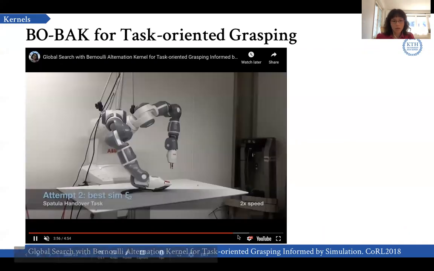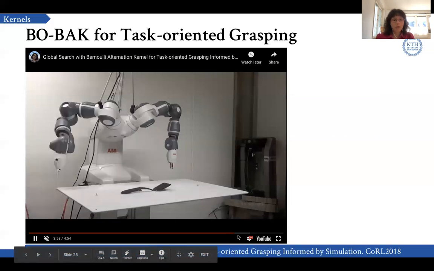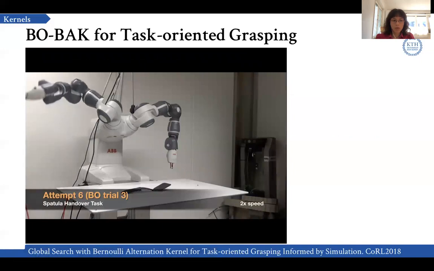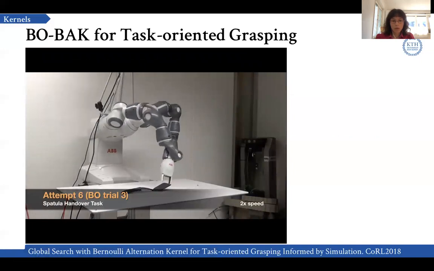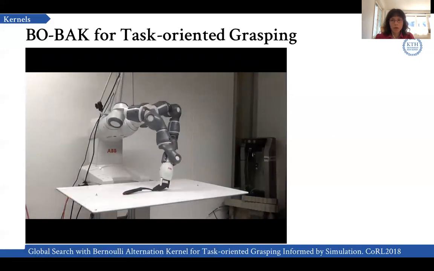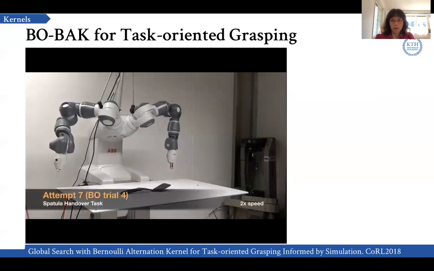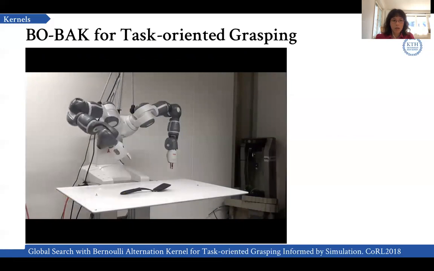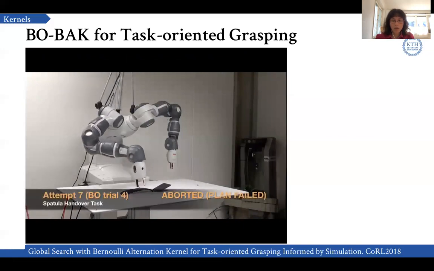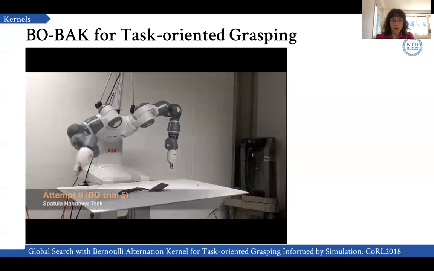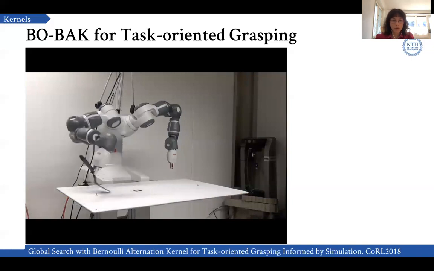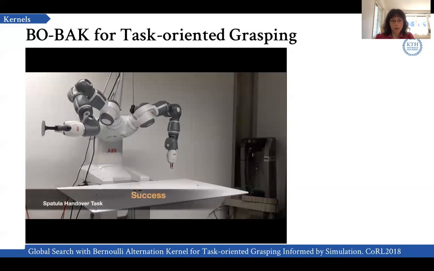And here are a few trials with the spatula. Again, the few grasps suggested by simulation were not successful. A few based on BO are not successful either, for example here, where the desired grasping approach is out of reach for the robot. It's out of the workspace. Then BO tries to find a grasp on a different part of the object and finally succeeds in getting the robot in a configuration that is appropriate for the grasp, and the grasp succeeds.